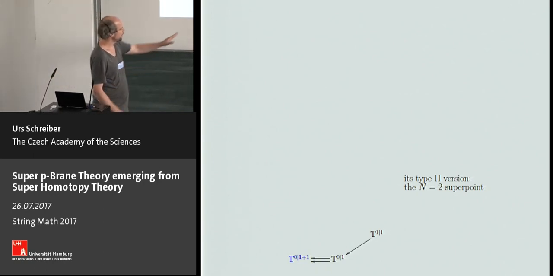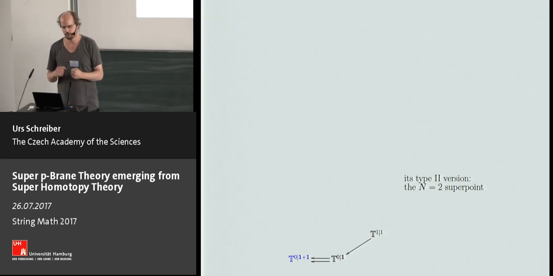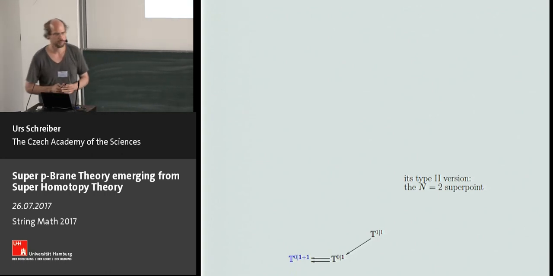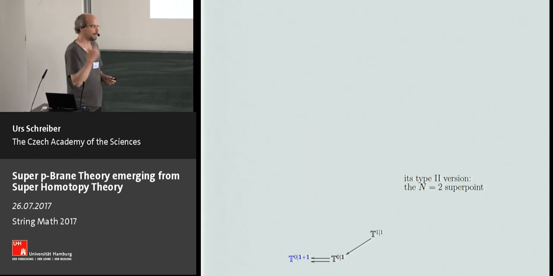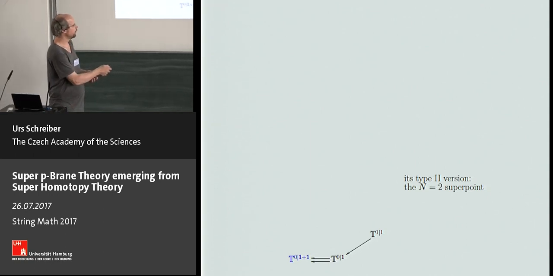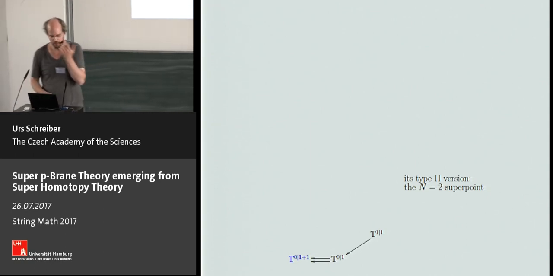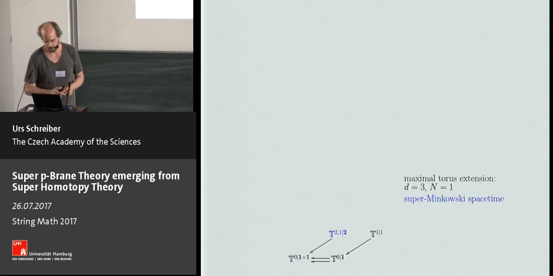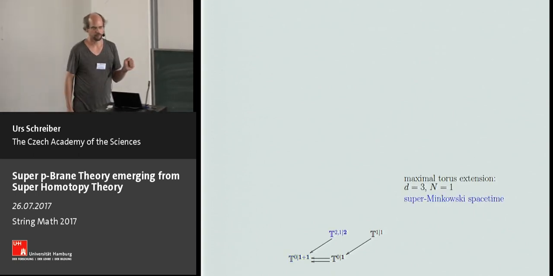You compute what are the 2-cocycles on this thing. What is the maximal central extension? You find a 3-dimensional space of 2-cocycles. So the maximal extension will be something that is classically 3-dimensional and has 2 fermionic directions. If you work out what the bracket is, that thing is D equals 3, N equals 1 super Minkowski spacetime.